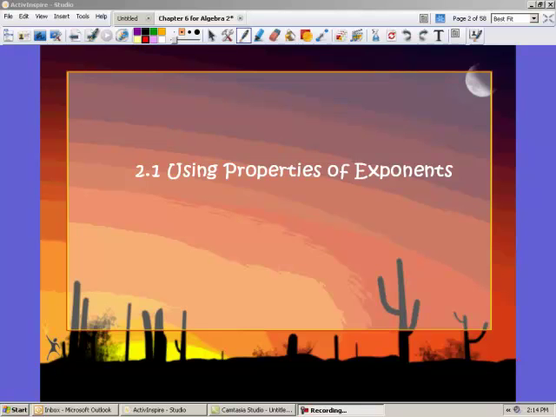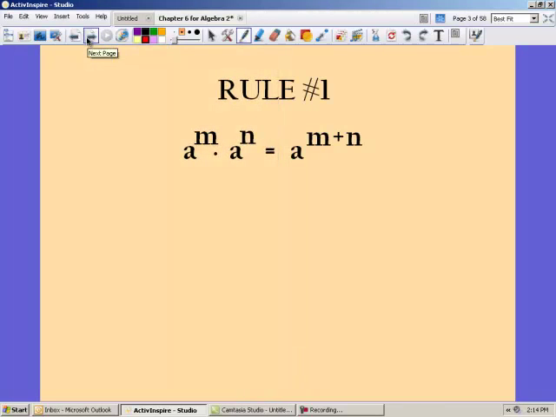This is Chapter 2, and Section 1 involves using properties of exponents. In Algebra 1, you already reviewed all of these, so we're going to go through these again, real brief. Whenever you have the same base and you are multiplying with exponents, we're going to make one simplified answer so that you have one base and one exponent. And when you multiply the bases together, you're just going to add the exponents.